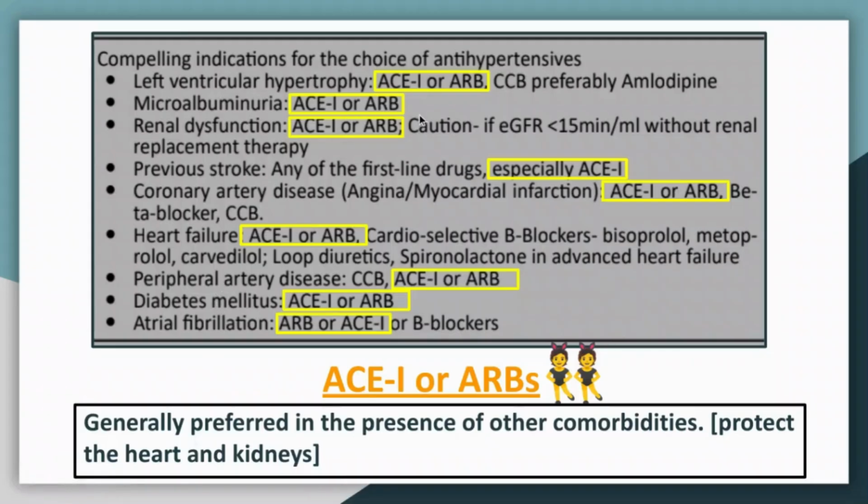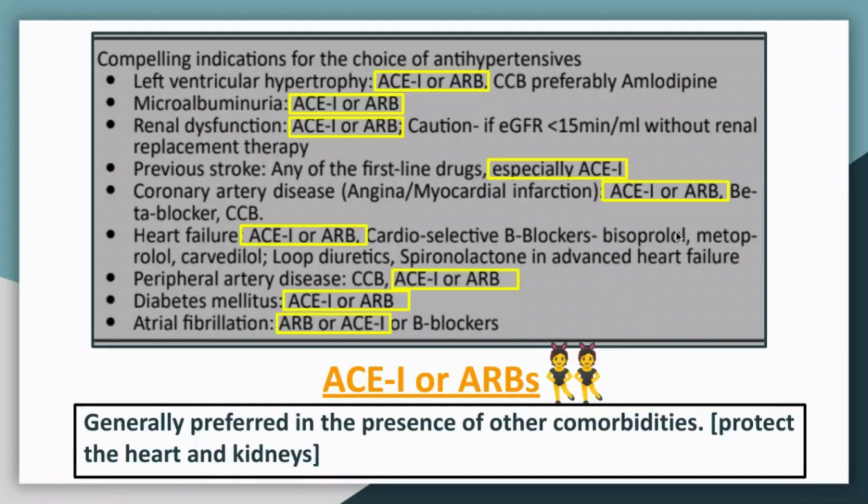You realize that for every single condition listed here, you either use an ACE inhibitor or ARBs. Microalbuminuria, ACE inhibitor, ARB. Renal dysfunction, ACE inhibitor, ARB. Previous stroke. It says any of the first line drugs, especially ACE inhibitor. Coronary artery disease, ACE inhibitor, ARB. Heart failure, ACE inhibitor, ARB. Peripheral artery disease, ACE inhibitor, ARB. Of course, there's calcium channel blocker, right? Diabetes mellitus, ACE inhibitor, ARB. Atrial fibrillation, ACE inhibitor, ARB, or beta blocker.